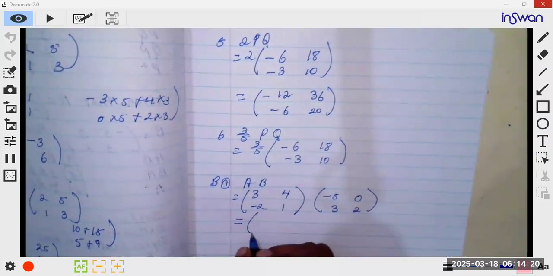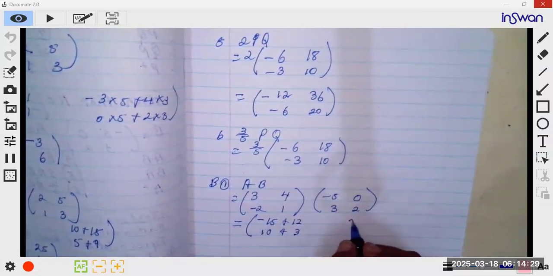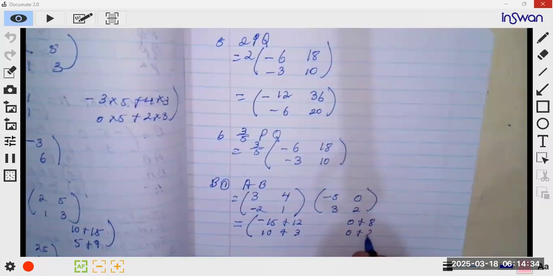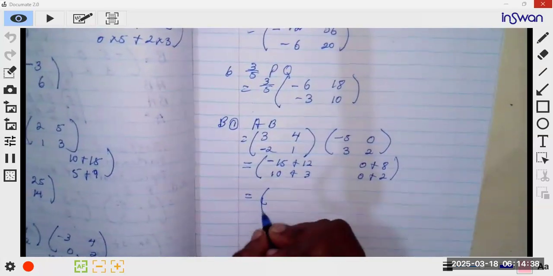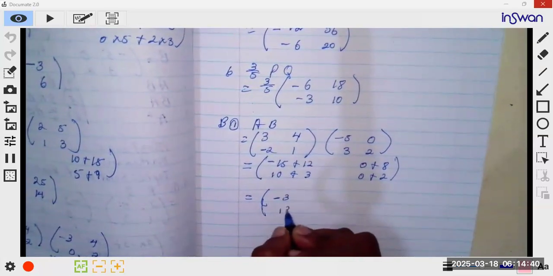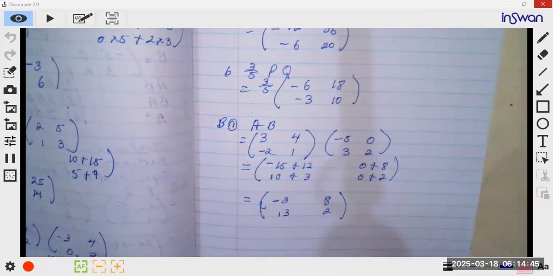So this will be minus 15 plus 12, 10 plus 3, 0 plus 8, and 0 plus 2. The final answer here will be [-3, 13; 8, 2]. Did you all get that? Yes or no? You all get that?